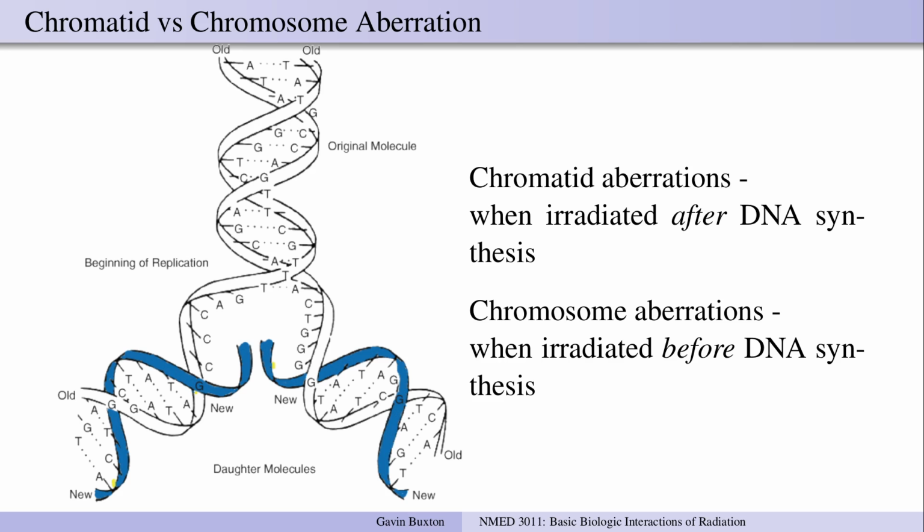Chromatid aberrations are those produced in individual chromatids when irradiated after DNA synthesis, because only one chromatid has been damaged, and only one daughter cell will be affected. Chromosome aberrations, on the other hand, are produced when irradiation occurs before DNA synthesis. A resultant break will be replicated if repair is not completed before the initiation of DNA synthesis, and both chromatids will exhibit the break, and both daughter cells will inherit a damaged chromatid.